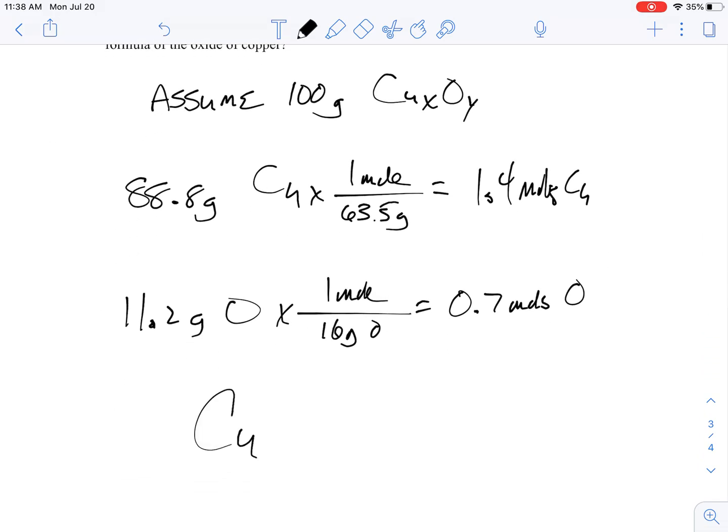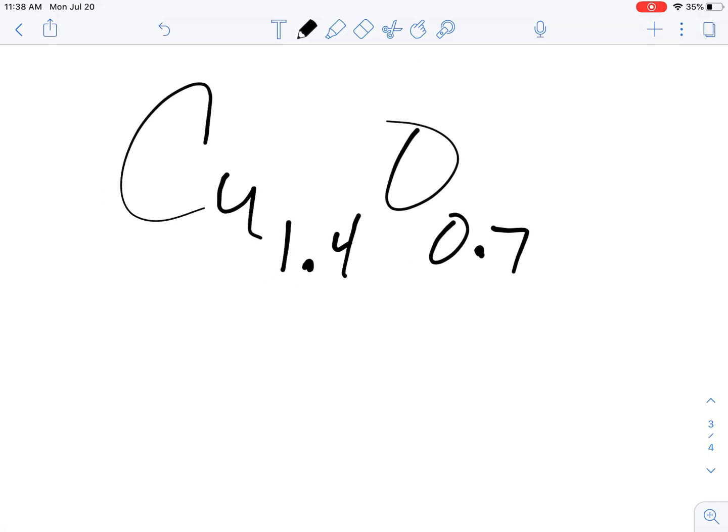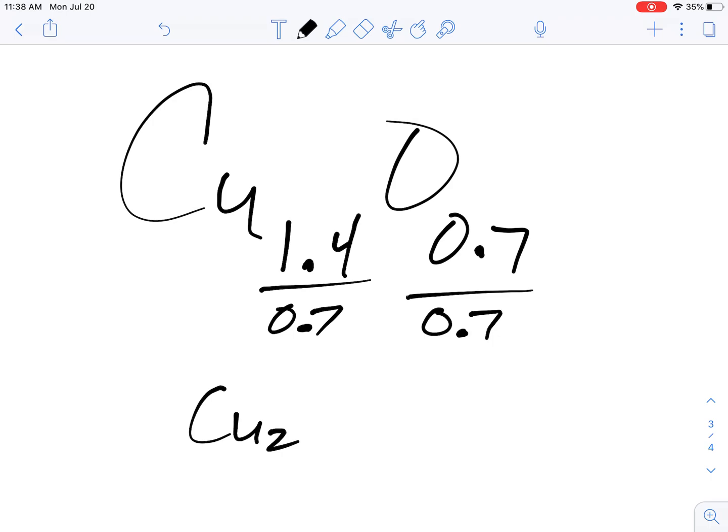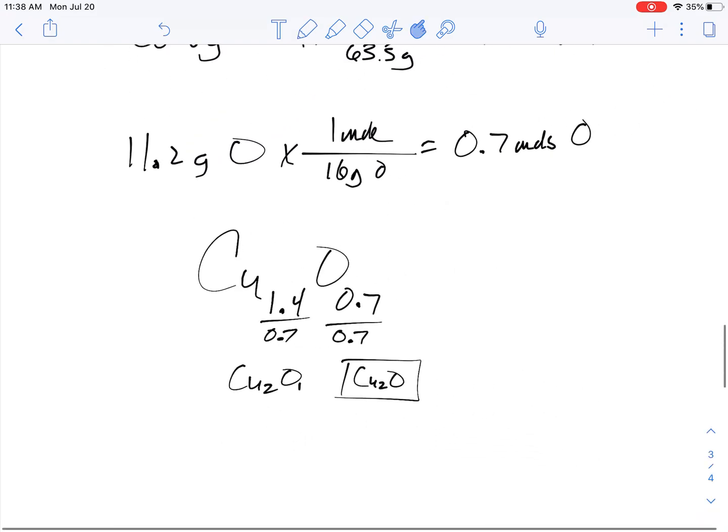So your formula is Cu1.4O0.7. But just like we saw in the last problem, that doesn't work. We need to get these into whole numbers because that's the way we'd like to represent these compounds. So consequently, we are going to divide by the smaller of the two numbers, which is 0.7. And we end up with Cu2O1 or Cu2O as its formula.